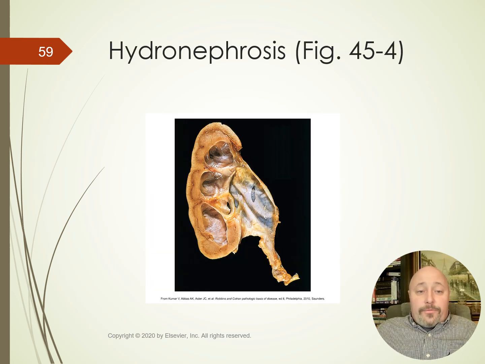Here on figure 45-4, we have hydronephrosis of the kidney. Note the marked dilation of the pelvis and the calyces, as well as the thinning of the renal parenchyma.